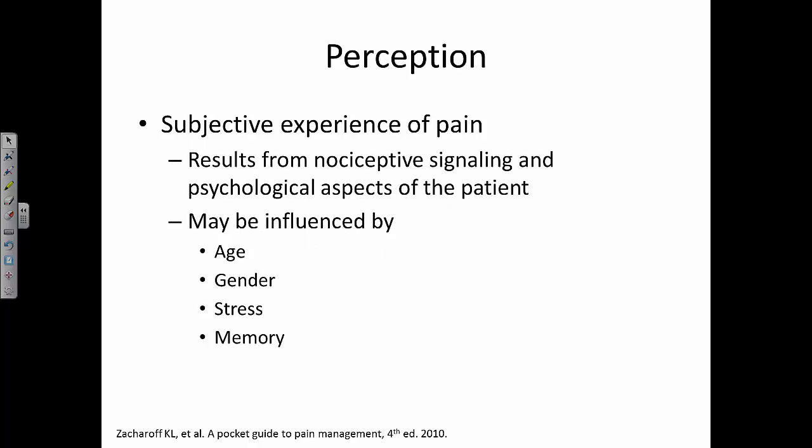Lastly, we have perception. This is the patient's subjective experience of the pain. And all of this results from that pathway of nociceptive signaling and the psychological aspects of the patient. So this is really how does the patient process and interpret their pain. And this can be influenced by a number of different things, such as age, the patient's gender, their already present level of stress, and their memories of previous painful experiences.